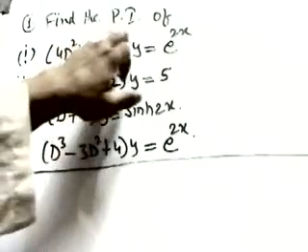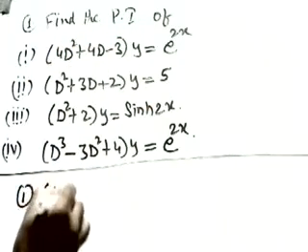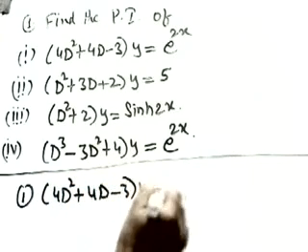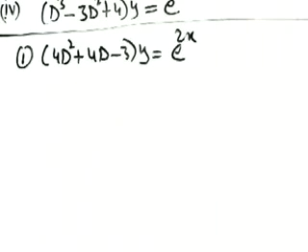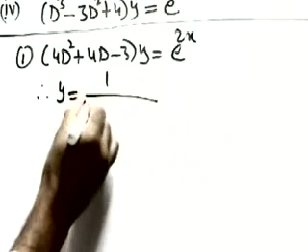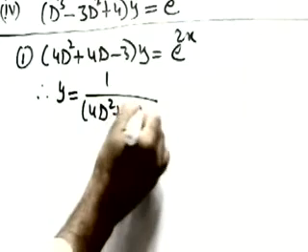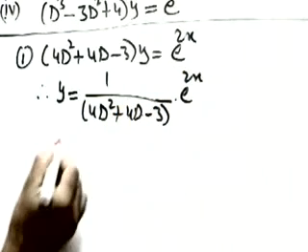Here I am showing just the particular integrals. Find the particular integral of the form. Let me start with the first one: (4D² + 4D − 3) y = e^(2x). Now we have seen how to start. Bring the D to the right side, it will be divided, invert. So therefore y = 1/(4D² + 4D − 3) e^(2x).